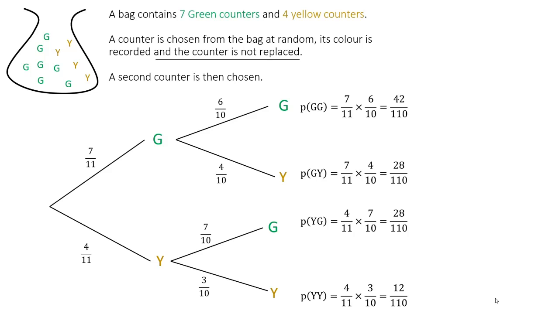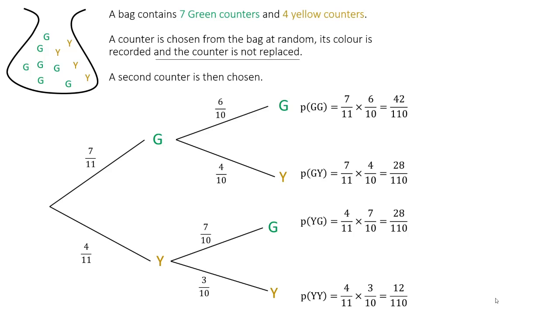Again, notice those two in the middle are the same. Sometimes that will happen, sometimes it won't. In this case, it has done. 110 options this time, because the act of not putting the counter back changes the possibility of what the second counter could be. The first event has an influence on the second. 110 options. 42 of those are green then green, 28 of them are green then yellow, 28 of them are yellow then green, and 12 of them are yellow then yellow.